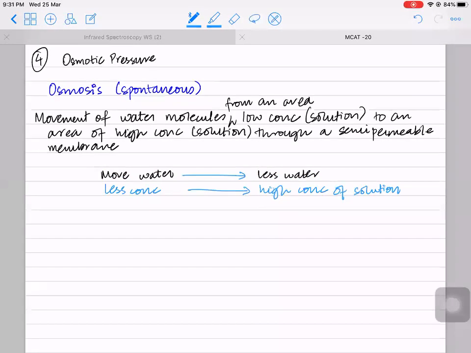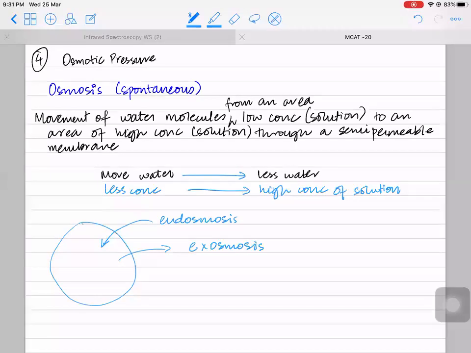So water can move in and out. If you have a cell, and the water is moving out of the cell, this is called exosmosis. And if the water is moving inside the cell, this is called endosmosis, right? So water can move in and out of the body. If it's going into the body, we call it endosmosis. If it's going outside, we call it exosmosis, right?